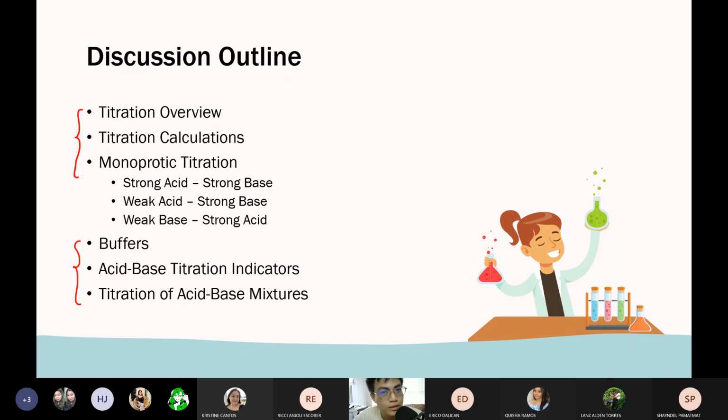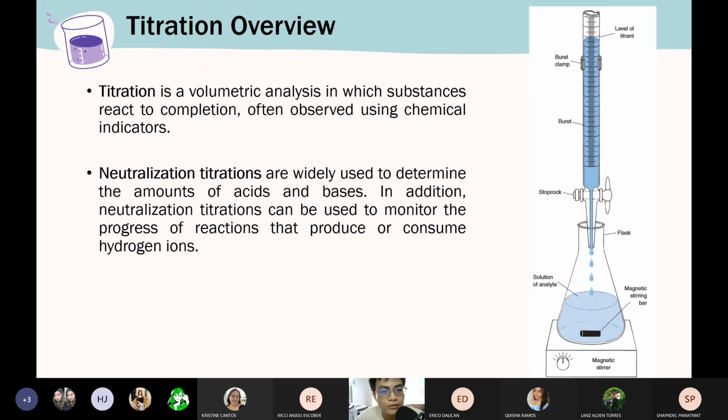Yan. So, let's take a look into that and how we will apply the previous knowledge, in different topics discussed previously in the lecture and the laboratory. And let's see how we will synthesize all those ideas. So, just an overview. Okay, so titration is a volumetric analysis. So when you say volumetric analysis, it makes use of liquids. So may mga liquid tayo.